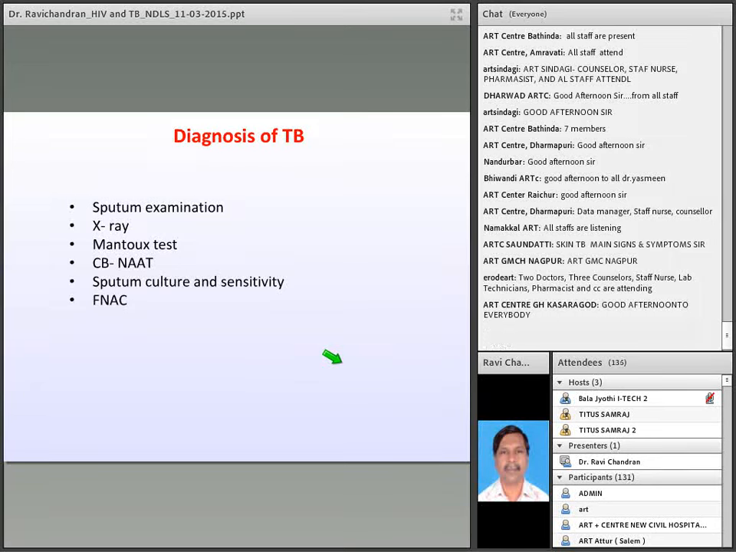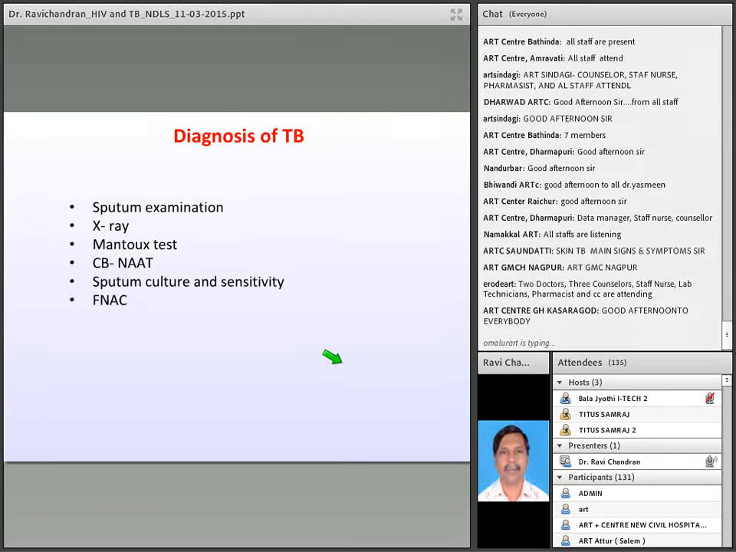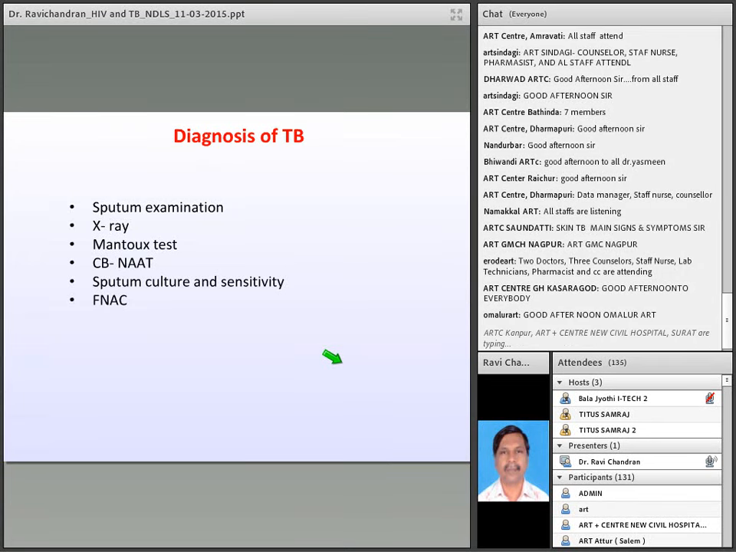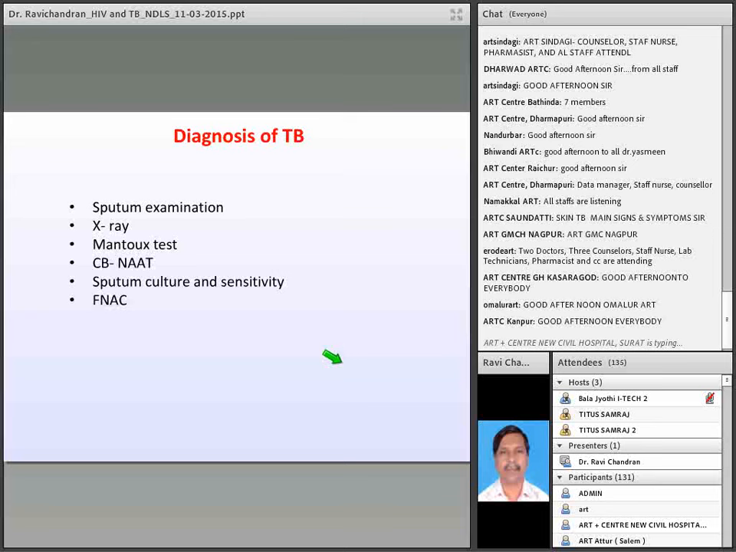Next, the diagnosis of tuberculosis. When we suspect a patient has tuberculosis, these are the investigations that will give some clue about the diagnosis. The important investigations are sputum examination, X-ray chest, Mantoux test, CBNAAT (cartridge-based nucleic acid amplification test), sputum culture and sensitivity, and fine needle aspiration cytology.